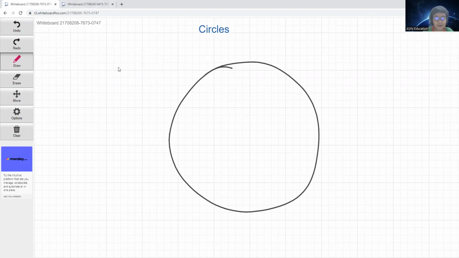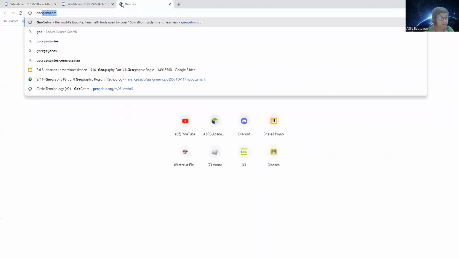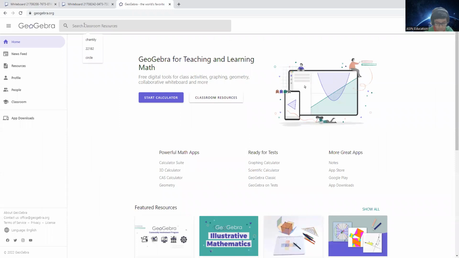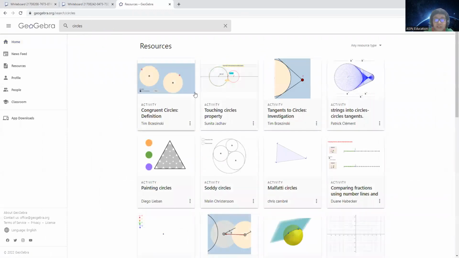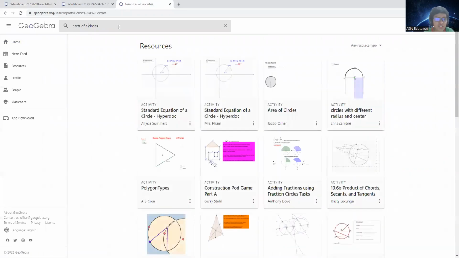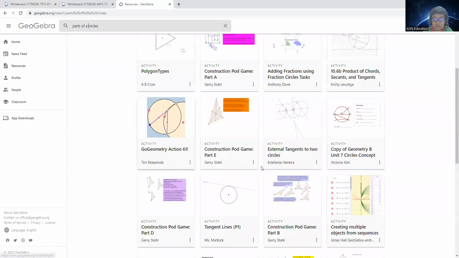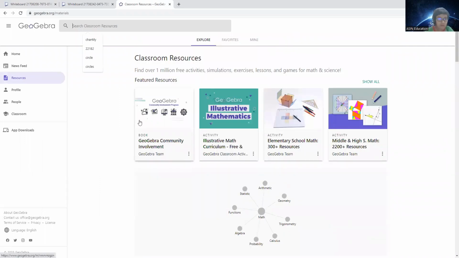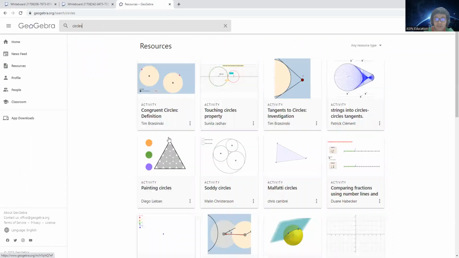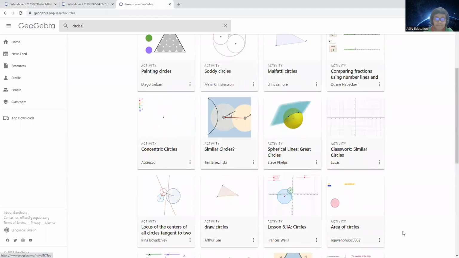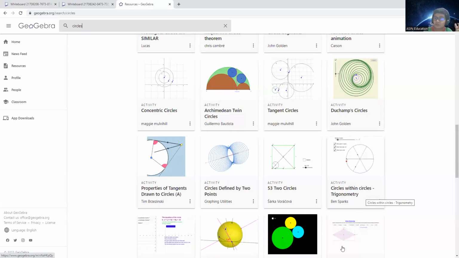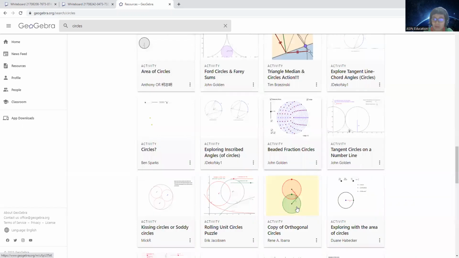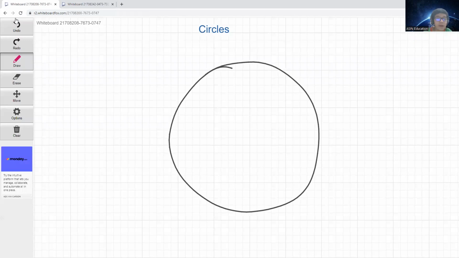It's not the most perfect circle, but I'll recommend you a program actually. I recommend this thing called GeoGebra. I really like it. Parts of a circle. See, there are a lot of activities you can use here. Oops. See, there's a lot of activities you can use. None of them are too related to parts of the circle, but somewhere along the way you will find them. So back to work.